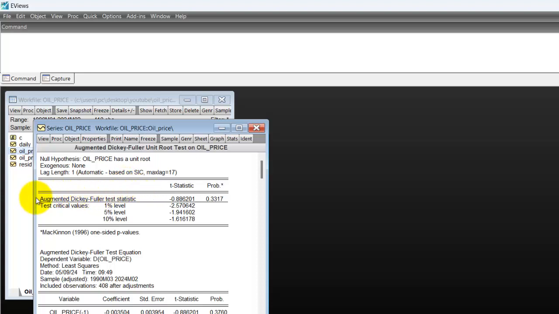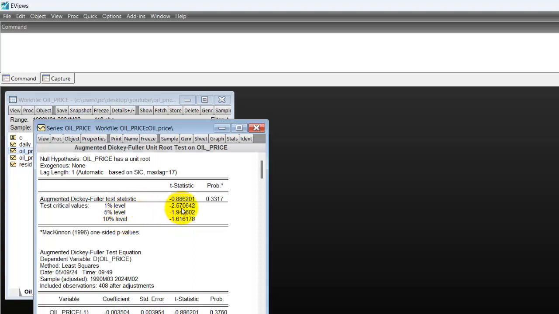The absolute value. Why do I say absolute value? It's because of this minus. So you are not going to take this minus into consideration. You have to ignore the minus sign. If the absolute value of ADF test statistic is greater than the critical value. Now let us compare the test statistic's absolute value. The absolute value is 0.886201. You will notice that this test statistic is less than the three critical values.